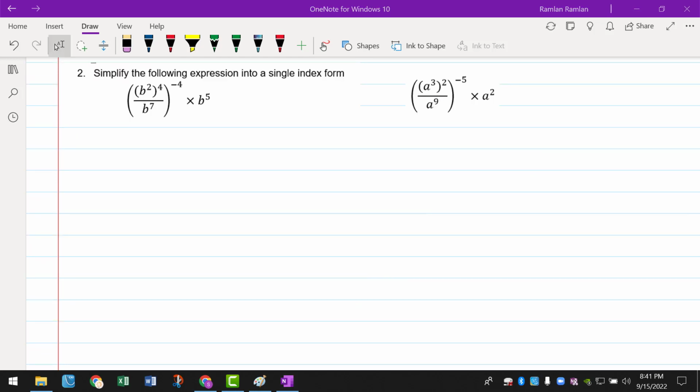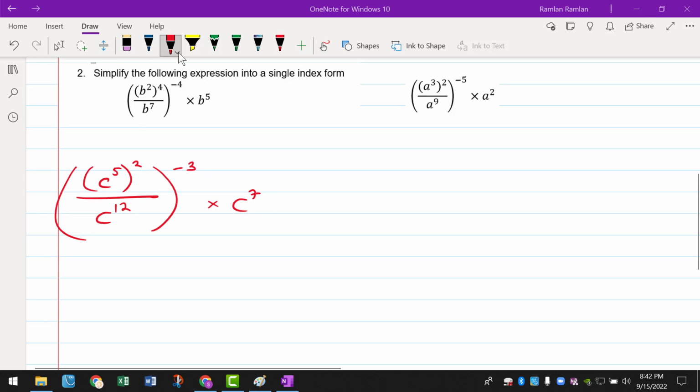Okay, the second question is also the same actually. Simplify the following expression into a single index form. Again, we're just combining all of them so that it becomes just one term. Okay, so in here we have a lot. Again, instead of answering these two questions, I'm going to explain using my own new questions, and then you can try these two questions later on after I explain this.